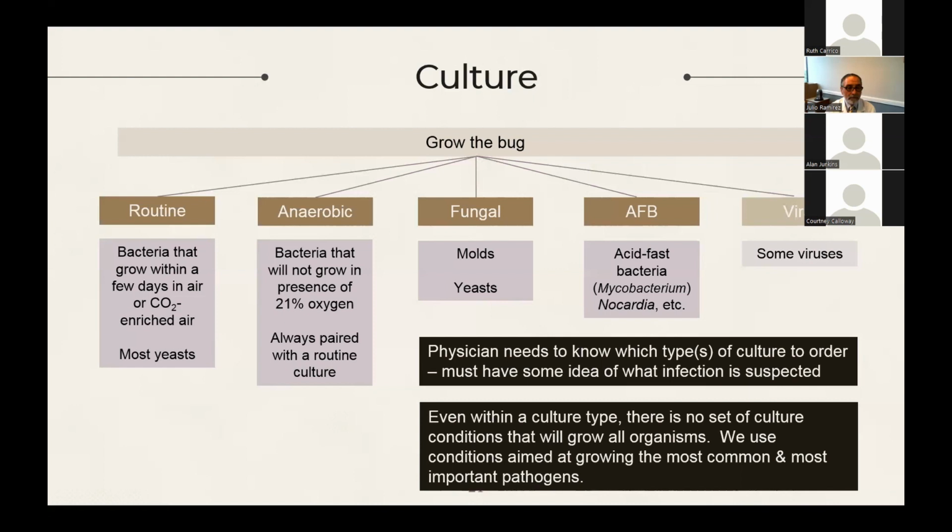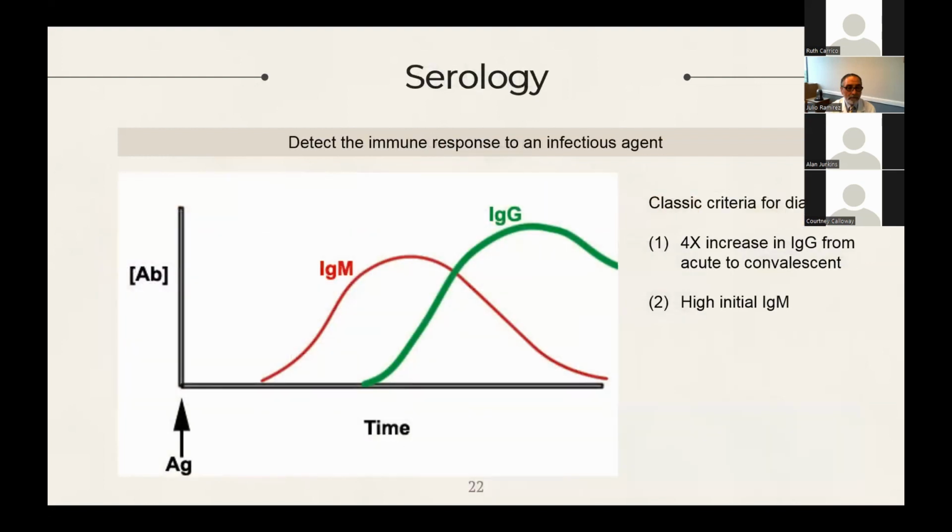There is no set of cultural conditions that will grow all organisms. So, a bit of a problem. That's microbiology. If we go to immunology, which is not my thing here, so excuse me for a little bit, you're going to look to detect the immune response to the bug, not the bug itself. This is the classic graph. I wanted to show this first.